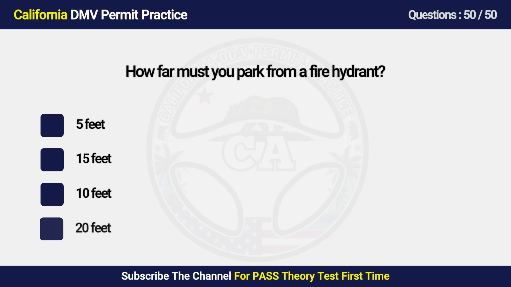Question 50. How far must you park from a fire hydrant? A. 5 feet. B. 15 feet. C. 10 feet. D. 20 feet.